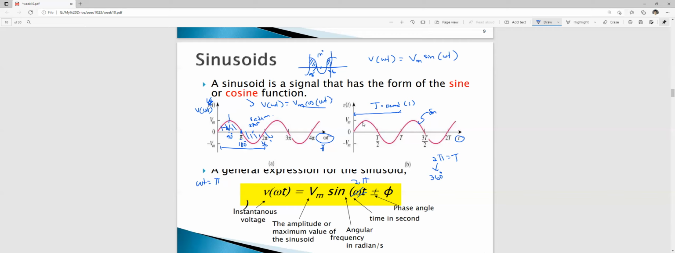Vm is your maximum value, sine is the sinusoidal function, and ω is what we call the angular frequency, with the unit radian per second. Sometimes it is also called the velocity of the frequency. And this φ here is the phase angle, and depending on the waveform it is leading or lagging. So this is the general expression.